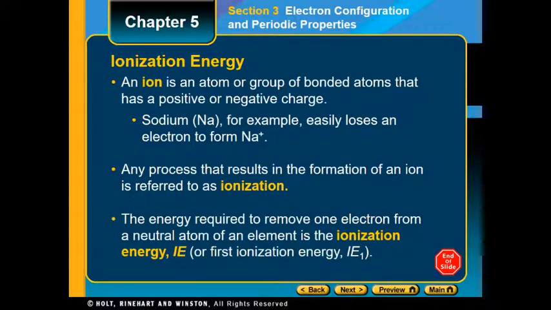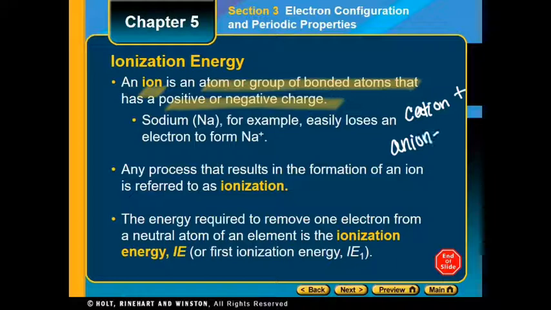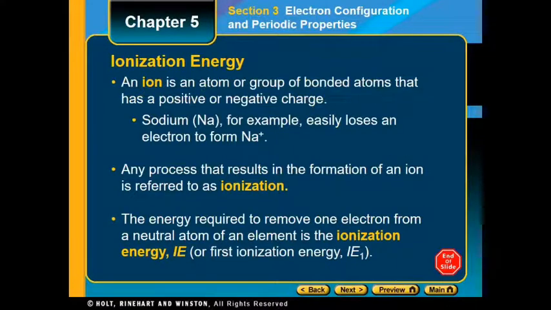Next, we're moving to ionization energy. Several more definitions. Definitely get your definitions here. An ion is an atom or group of atoms that has a positive or negative charge. We have names for these, which we're going to hit here momentarily. But a cation has a positive charge, and an anion has a negative charge.